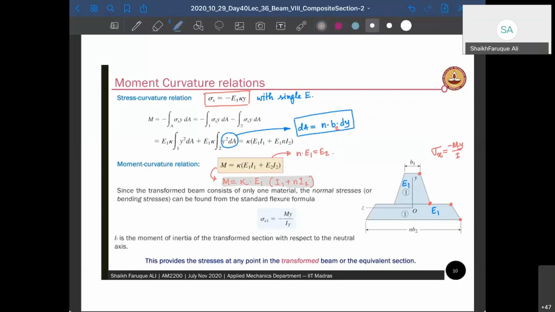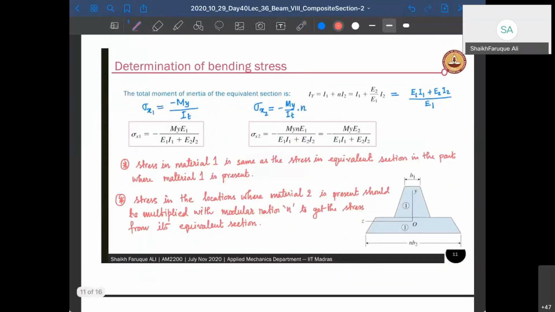And if we write in that format, you can see what I'm doing is I'm again having the same material, only one material here, and this is the moment of inertia of the transformed cross section. That is called IT, the total moment of area. So that you can now write sigma x equal to My by IT. So sigma x is nothing but the same as what we have done in the last class.